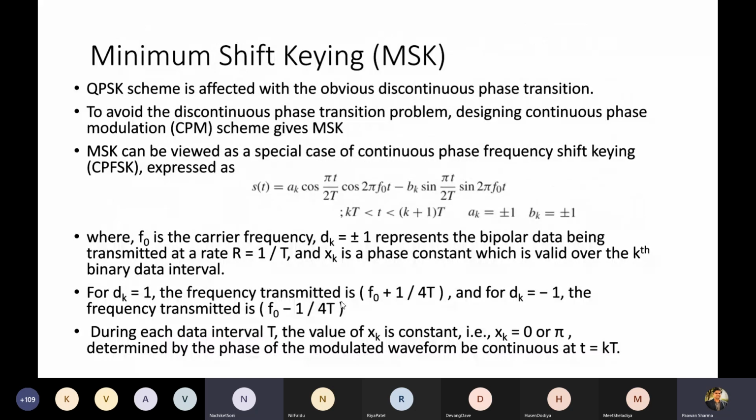So what are those conditions? The frequency selection for the transmission is the center frequency f0 plus 1 by 4T and f0 minus 1 upon 4T. These are the conditions you follow for a continuous phase QPSK. You are calling it MSK, just like we had in continuous phase FSK.